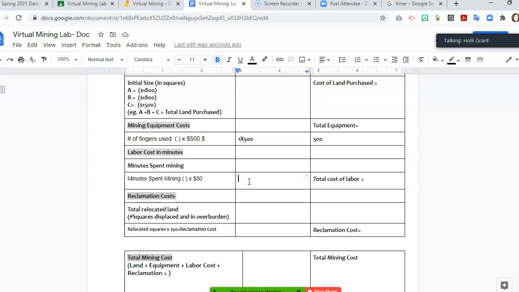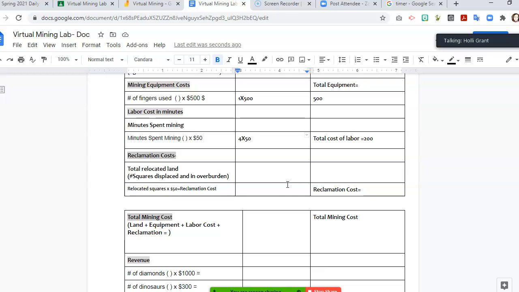Yes. Yep. So show me what you did there. So how many minutes? If you did 4 minutes, I'm going to multiply that by $50. And then my total would be 200. Okay. So if I did 2 minutes, I just multiply it by 50? Yeah, 2 minutes and you multiply it by 50. Yep. Awesome.